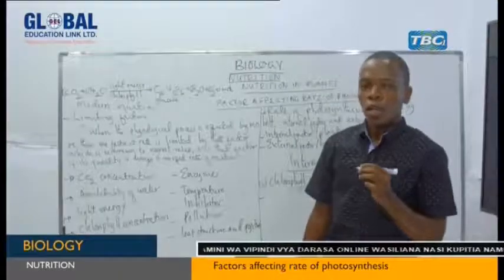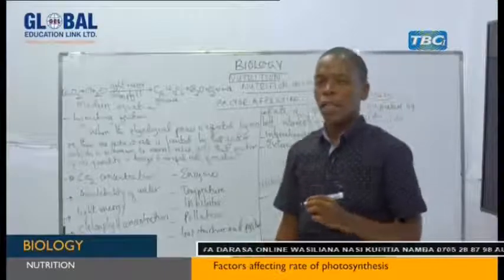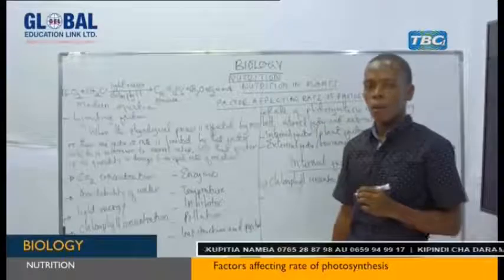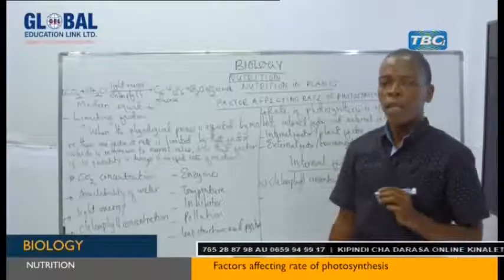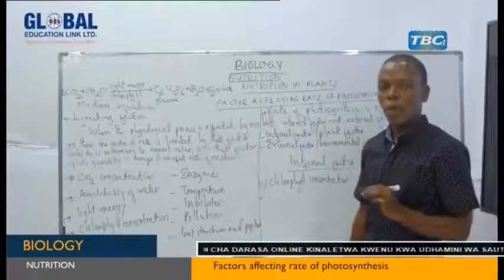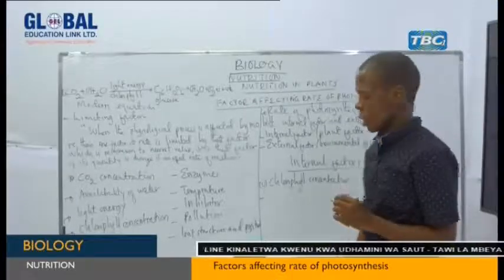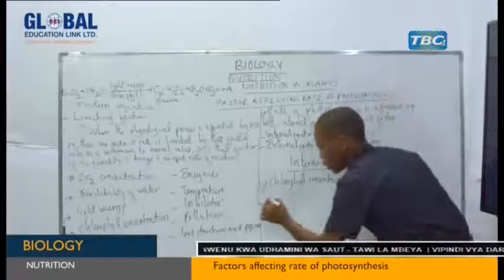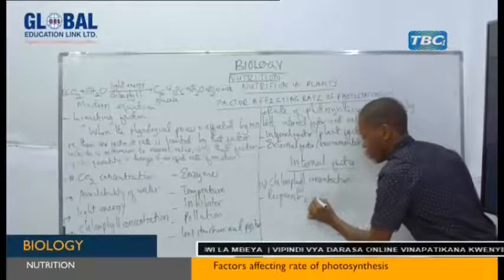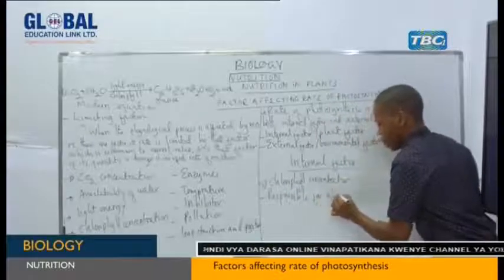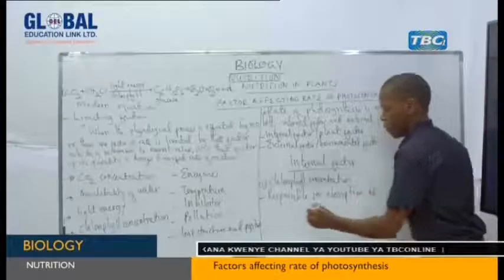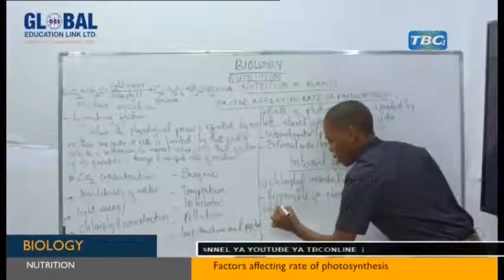Yes, chlorophyll concentration, again, it affects the rate of photosynthesis. How? We know that chlorophyll is a green pigment found in the green plant, responsible for absorbing light energy. This chlorophyll is responsible for absorption of light energy.